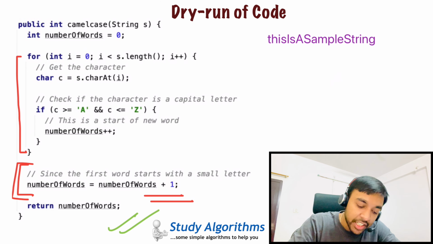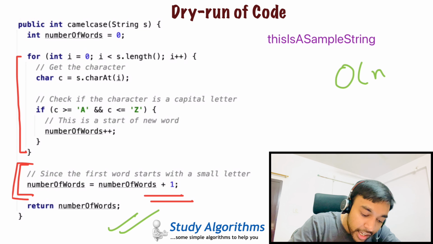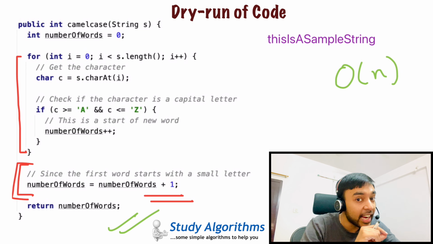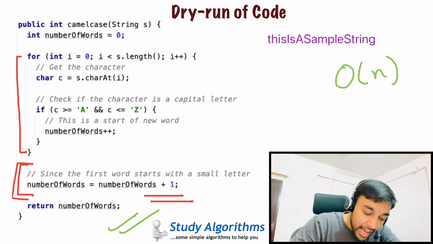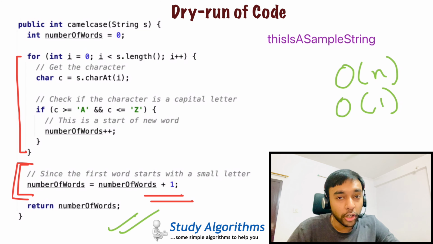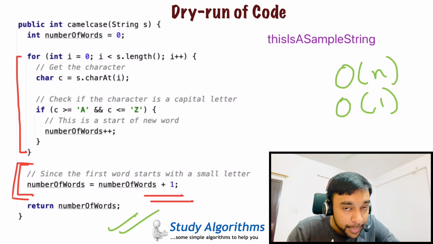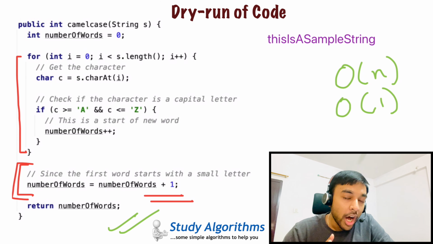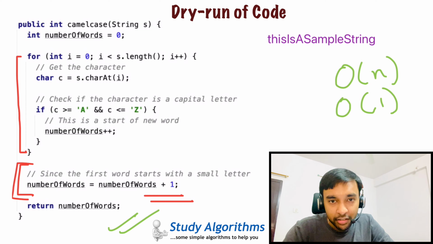The time complexity of this solution is order of n. That is because we are scanning the entire string only once. And the space complexity of this solution is order of 1. That is because we are not consuming any extra space or creating any new data structures. So now you know how a camel case works. Let us quickly look at some other popular naming conventions.